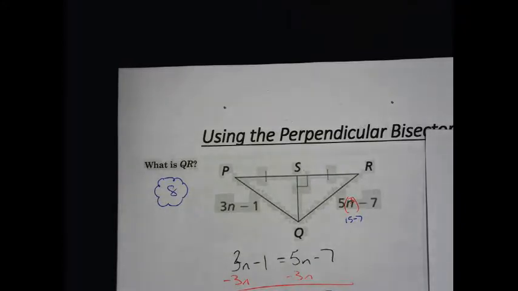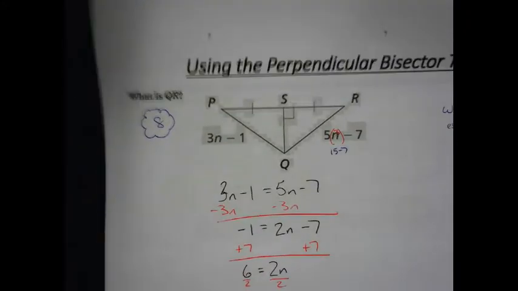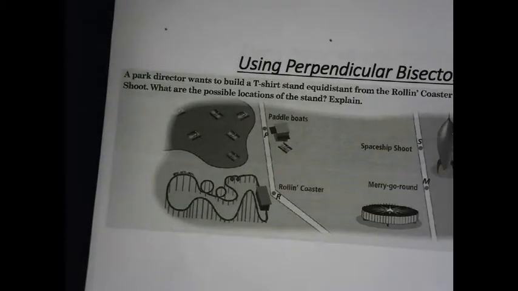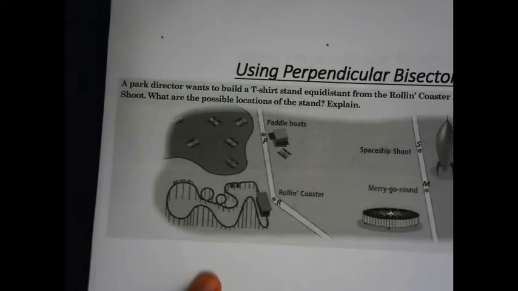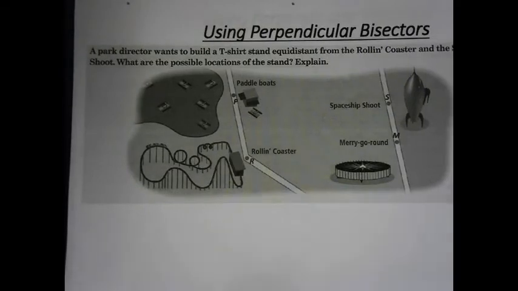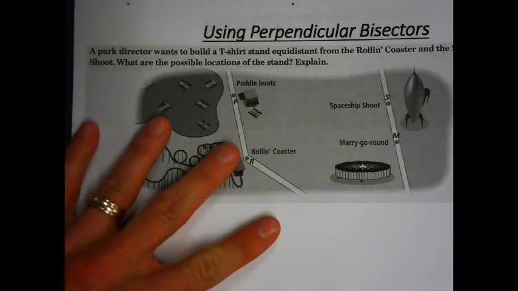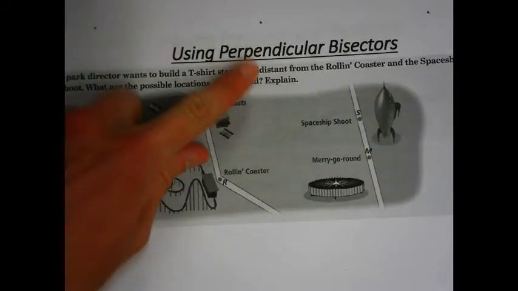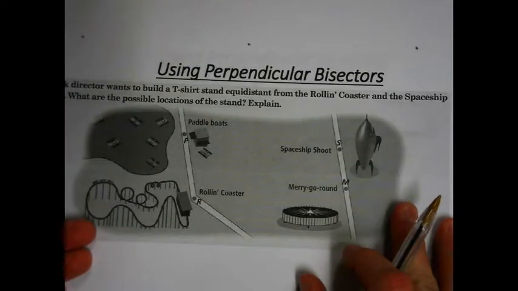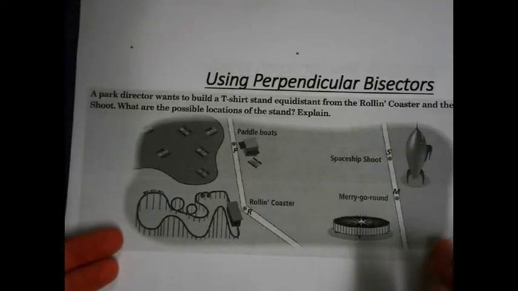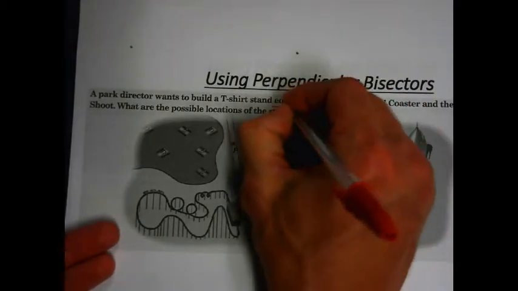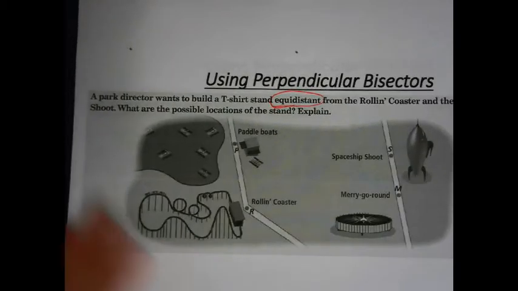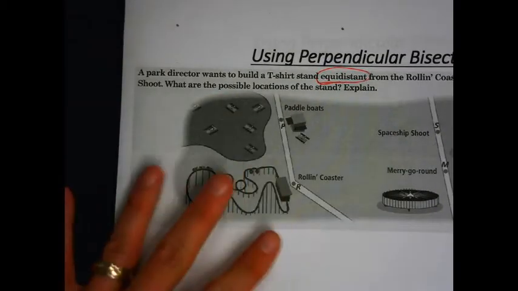Perpendicular bisector theorem. Yay! Next example, because the notes were the fun part. Now we're going to use perpendicular bisectors. Yay, real world. For all of you interested in theme park management, a park director wants to build a T-shirt stand equidistant from the roller coaster and the spaceship chute. Equidistant. Same distance from a roller coaster and a spaceship chute. What are the possible locations of the stand?